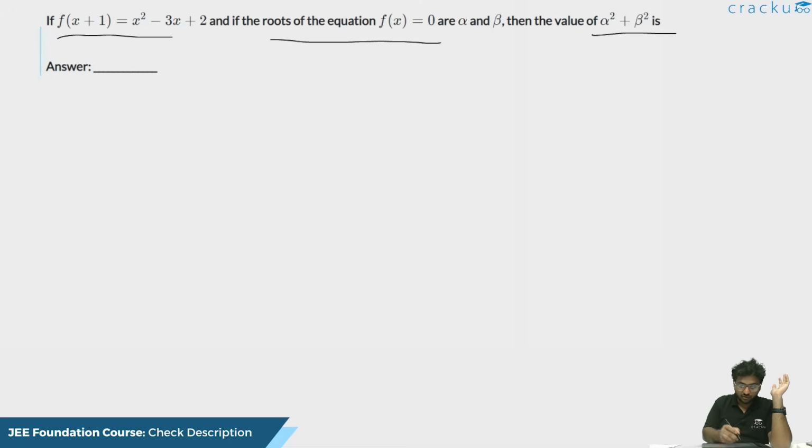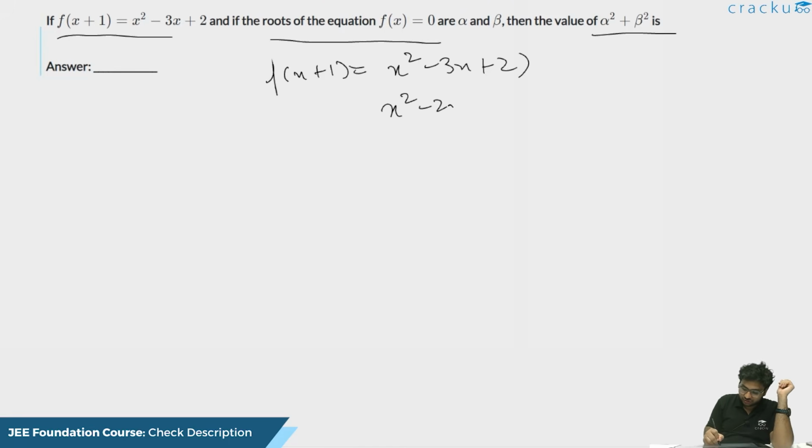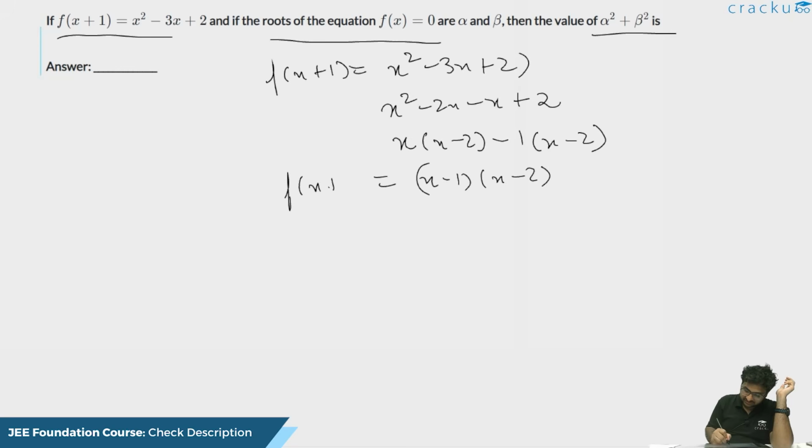So what we can do, we can first of all factorize x square minus 3x plus 2. So f of x plus 1. So this is what? X square minus 2x minus x plus 2, because 2 ones are 2 and 2 plus 1 is 3. So x into x minus 2 minus 1 x minus 2. So x minus 1 into x minus 2 is equal to f of x plus 1. Now let x plus 1 equal to y. So x equal to what? Y minus 1.